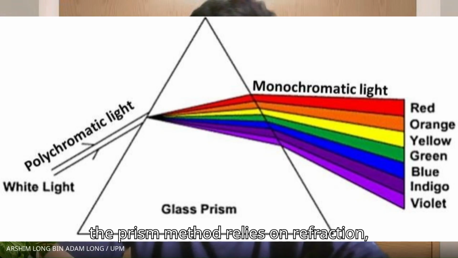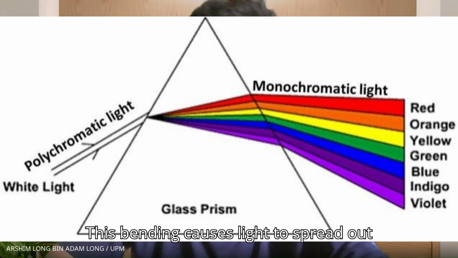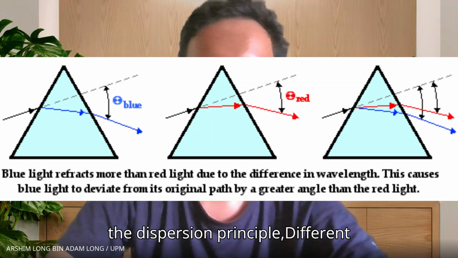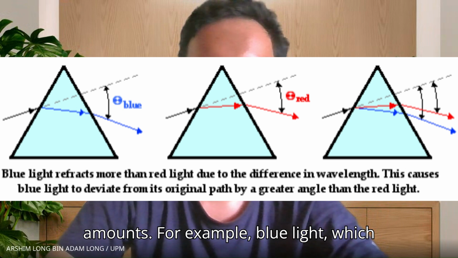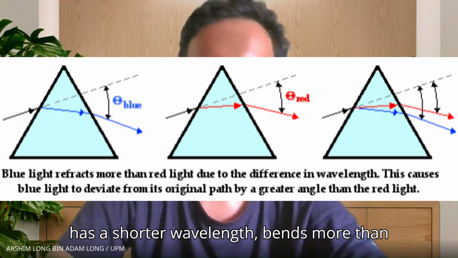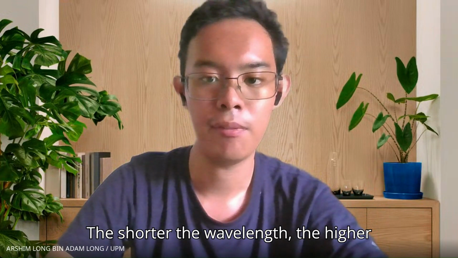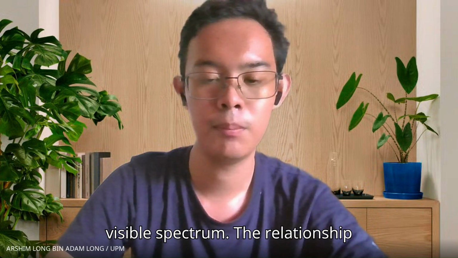First, the prism method relies on refraction, which is the bending of light as it enters and exits a material like glass. This bending causes light to spread out into its component colors. According to the dispersion principle, different wavelengths of light bend by different amounts. For example, blue light, which has a shorter wavelength, bends more than red light, which has a longer wavelength. The shorter the wavelength, the higher the refractive index. This creates a visible spectrum.